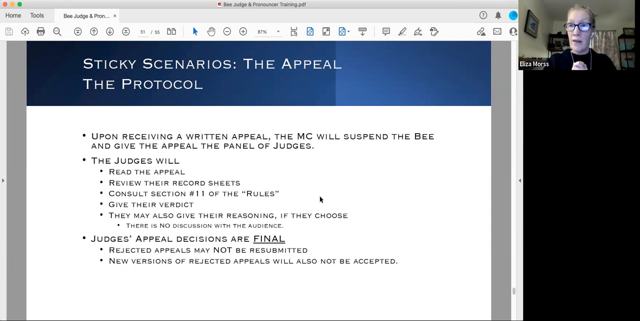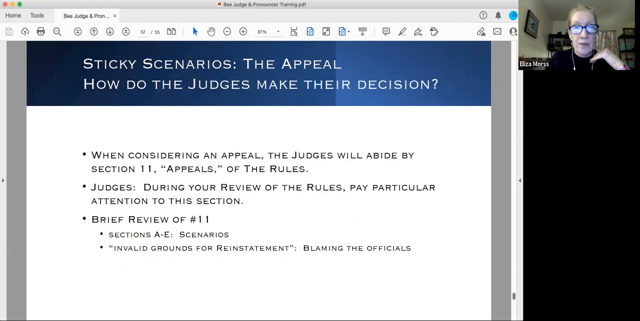Well, too bad. The judges' appeals decisions are final. If someone says, "I don't agree," then the MC can request a helper to escort them to the door. Rejected appeals may not be resubmitted, and new versions of rejected appeals, meaning with new reasons as to why there was official misconduct or why the child was eliminated, will not be accepted. So it's one and done, and the judges' appeals decisions are final, period.